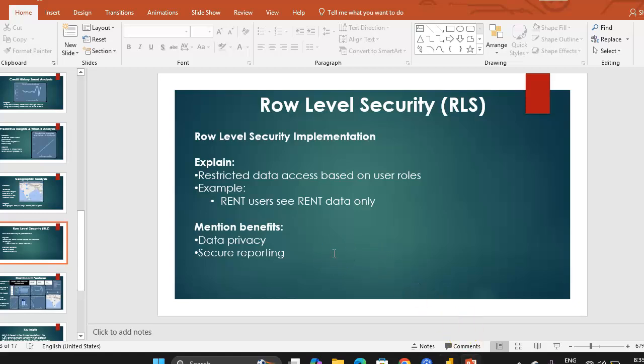Then the row level security. In this project, I also implemented row level security, also known as RLS. RLS is used to restrict data visibility based on user roles. For example, a user assigned to the rent category can only view rent-related data. This improves data privacy, security, and access control. RLS is widely used in real business dashboards where different users should access only authorized data.